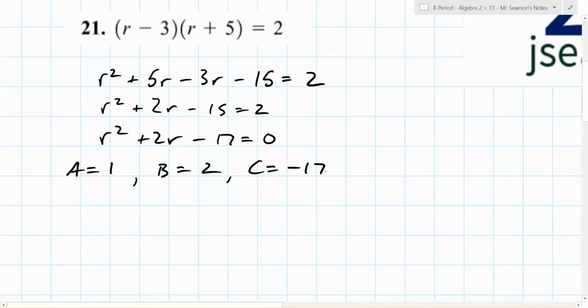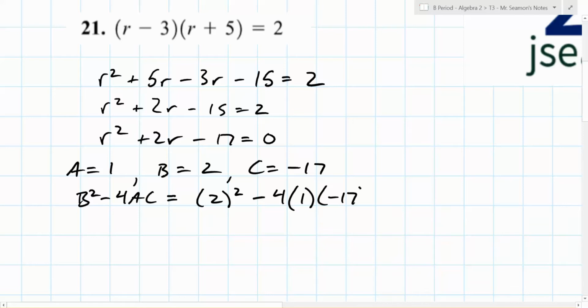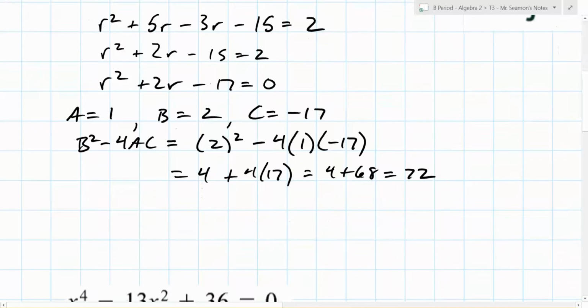And kids, I saw some of you not doing this. Please take a second when you do this. Find the discriminant first. Do B squared minus 4AC. Like, write it down. So what is B? 2 squared minus 4. What's A? 1. What's C? 17. So this is going to be 4 plus 4 times 17. What's 4 times 17? 68. So 4 plus 68, the whole thing is going to be? 72.